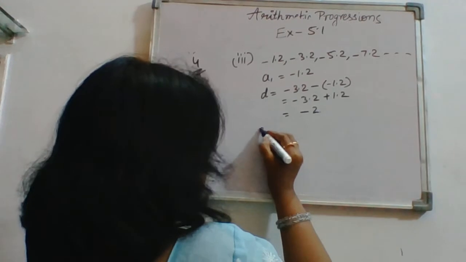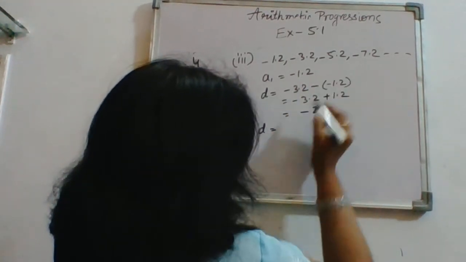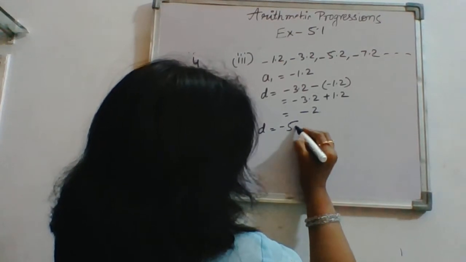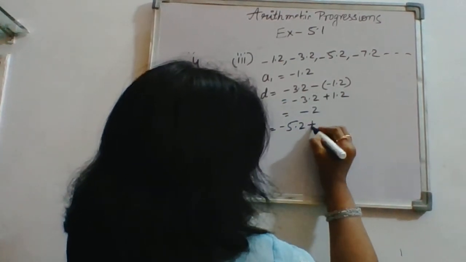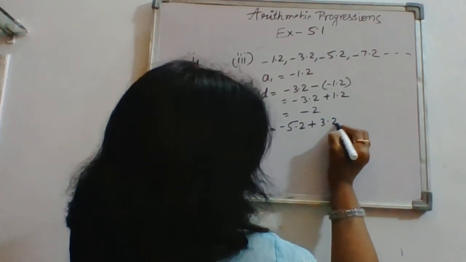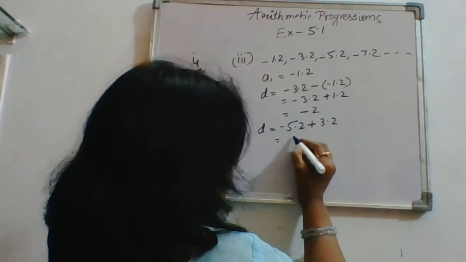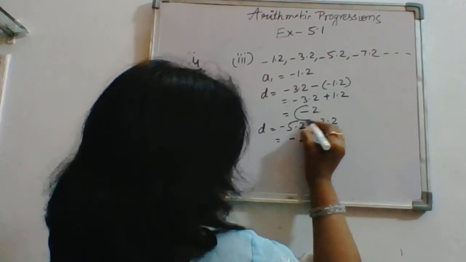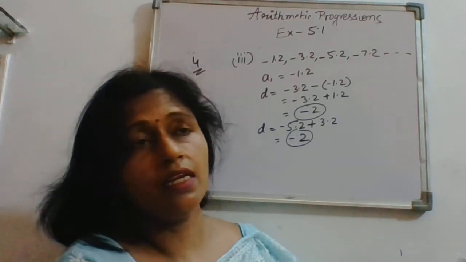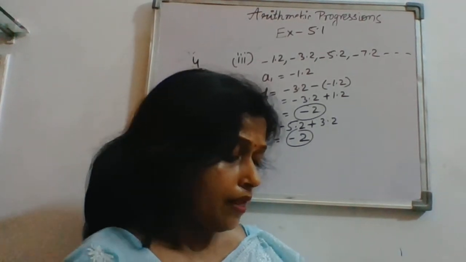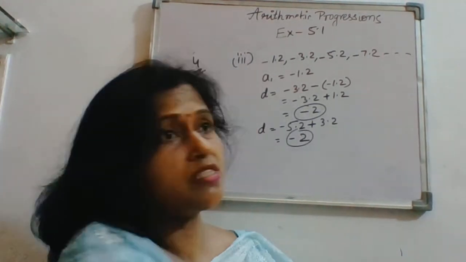And now we will again find the common difference, A3 minus A2. A3 is minus 5.2. From this we will subtract minus 3.2, this will be plus 3.2. Now minus 5.2 plus 3.2 will be minus 2. Since the common difference is the same, the list of numbers is in AP. Okay, so we have to find the next 3 terms now.